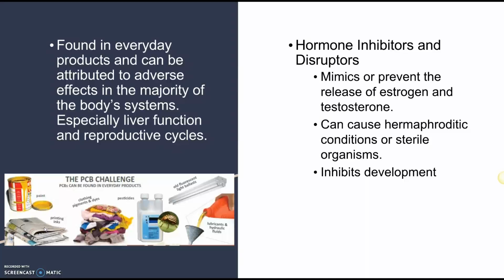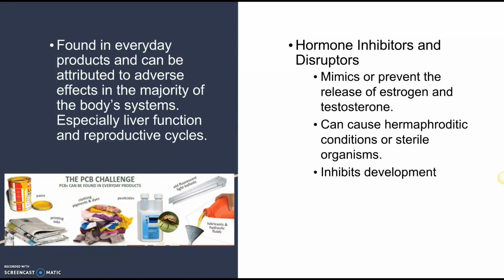One of the big things that they do in humans, especially in adults, is that they disrupt liver function and liver metabolisms. They mess up reproductive cycles. So we're going to look at how that all actually happens. The number one thing that they're known for is that they are what's known as hormone inhibitors and disruptors, or hormone mimics. The way that works is that they mimic or prevent the release of the sex hormones, so estrogen and testosterone.